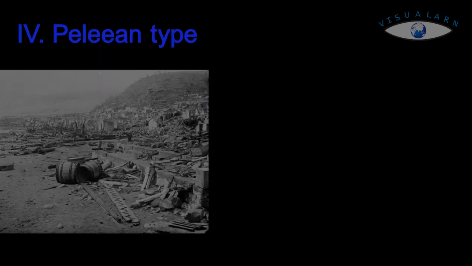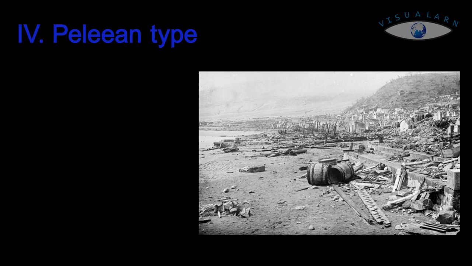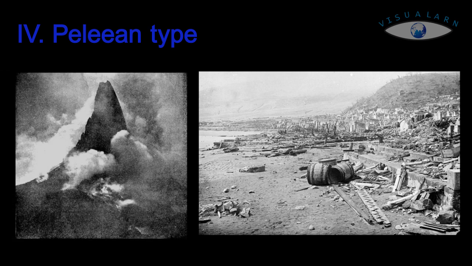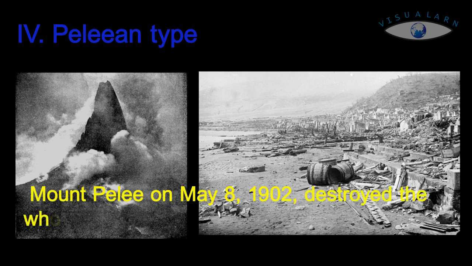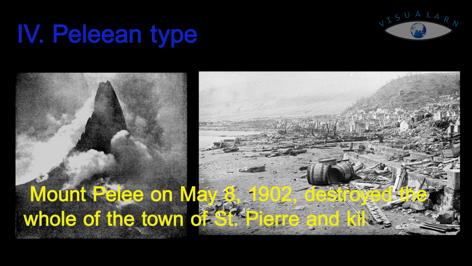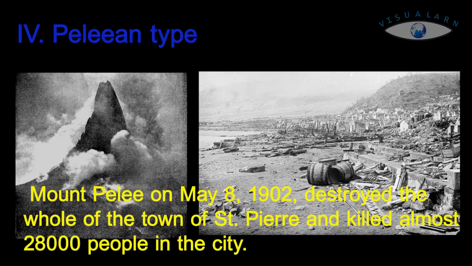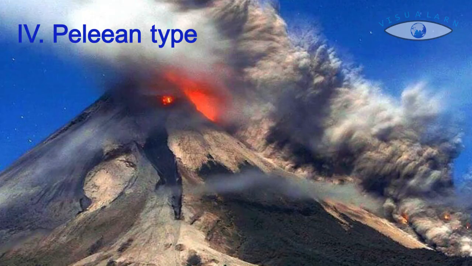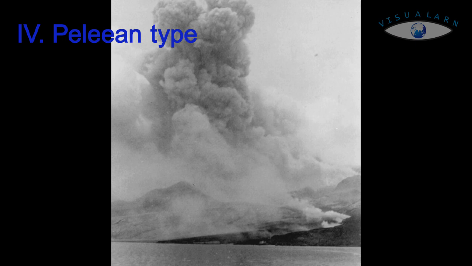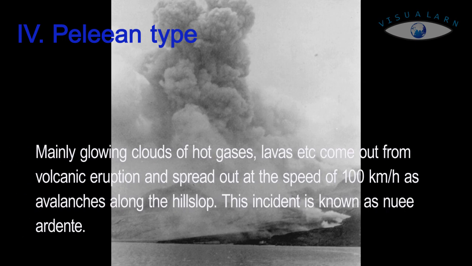The most disastrous volcanic eruption of Mount Pelée on May 8, 1902 destroyed the whole town of Saint Pierre and killed almost 28,000 people in the city. Mainly glowing clouds of hot gases, lavas, etc. came out from the volcanic eruption and spread out at the speed of 100 km per hour as an avalanche along the hill slope. This incident is known as Nuée Ardente.